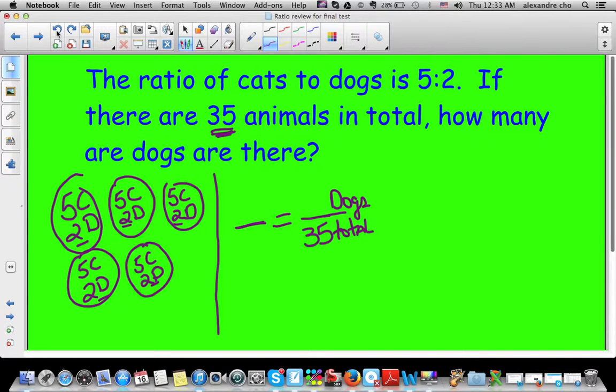So the number of dogs that we know is 2 dogs. So 2, and I'll write dogs. Remember, it always has to match side to side. If I write dogs here, it has to be dogs here too. Bottom, the denominator, is a total. So here, what's a total in that ratio? It's 5 and 2, which is 7. So that means that every time there are 7 animals, 2 are going to be dogs. And you can see here, in each circle there are 7 animals, and in each circle 2 are dogs.